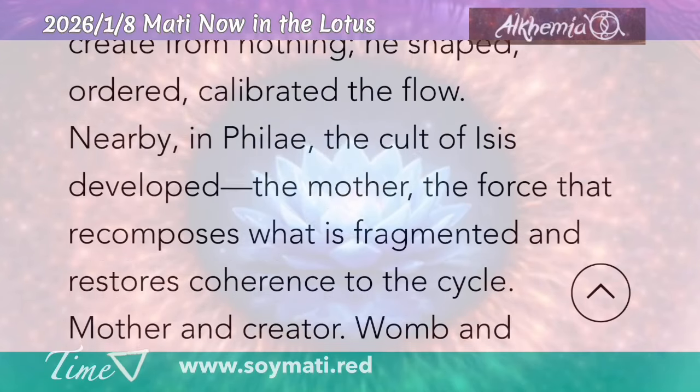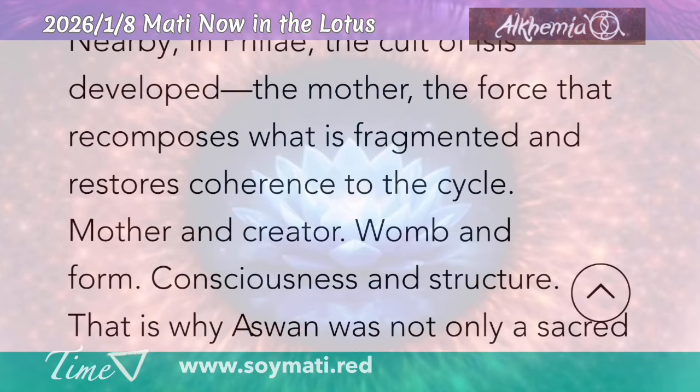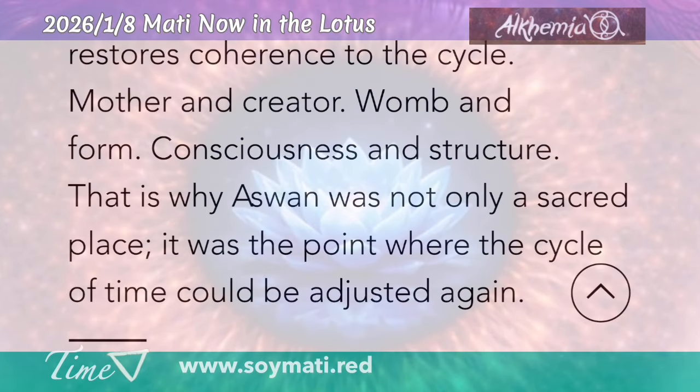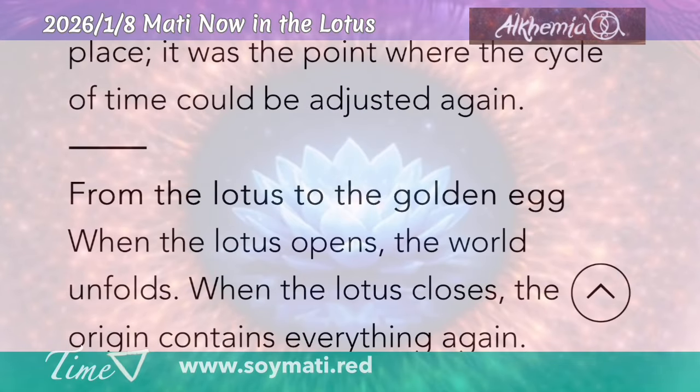Nearby, in Philae, the cult of Isis developed, the mother, the force that recomposes what is fragmented and restores coherence to the cycle. Mother and creator, womb and form, consciousness and structure. That is why Aswan was not only a sacred place, it was the point where the cycle of time could be adjusted again, from the lotus to the golden egg.